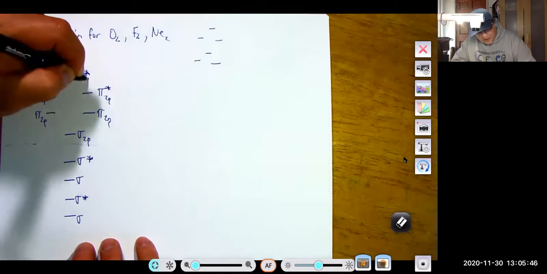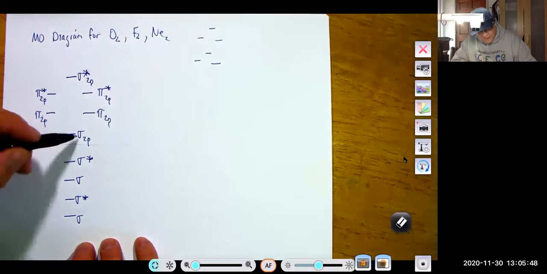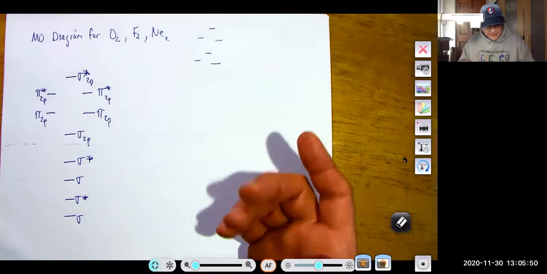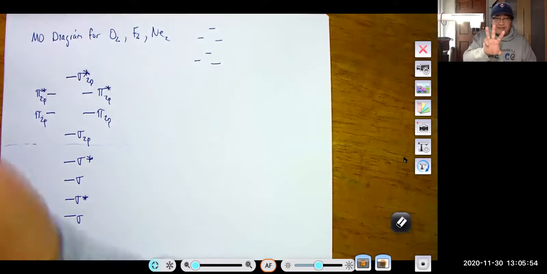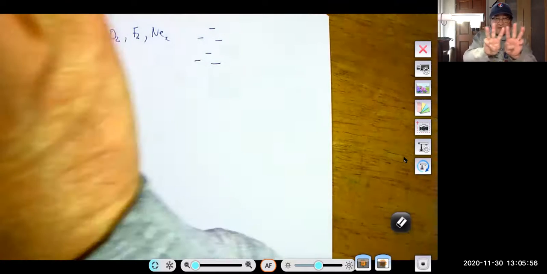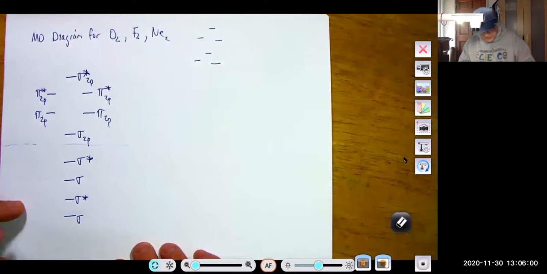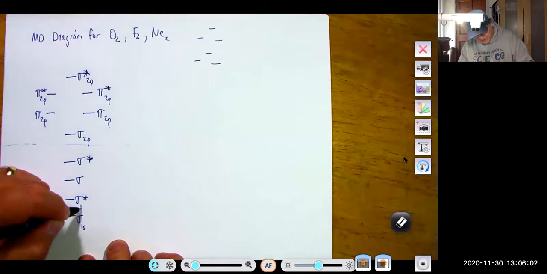And you'll notice we have 1, 2, 3, 4, 5, 6 2p's. And the reason for that is that each oxygen has 3 2p's. So when you make MOs out of them, you get 6 2p's. What are these guys at the bottom? They're 1s's, and these guys are 2s's.